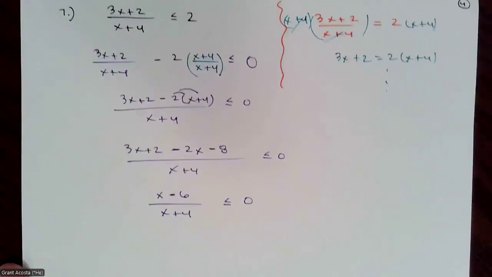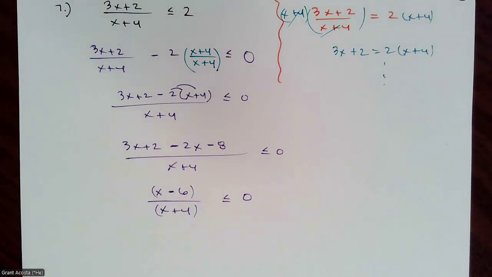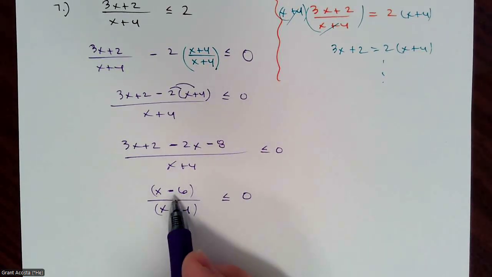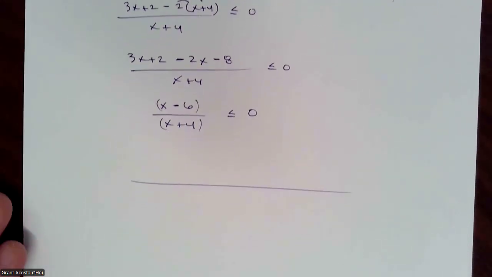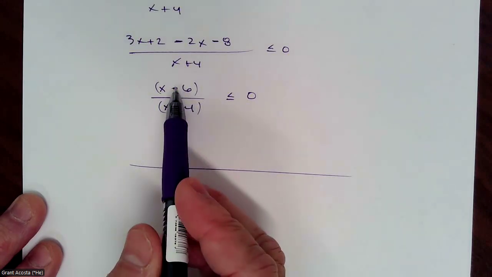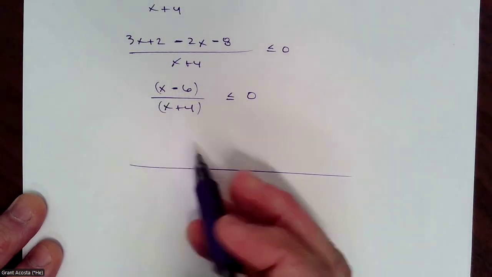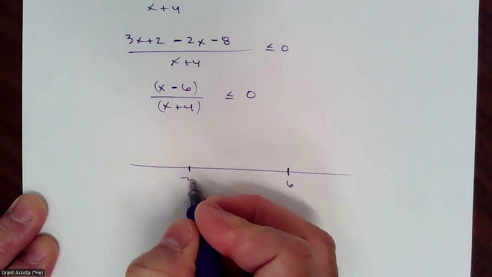And once you get it to, you can think of this like, if you want to look like the last one, a factor over a factor, right? Those are just like if it was a factor times a factor. We're now ready to do the number line, the sign chart. What numbers go on there? What makes the top 0 is 6. What makes the bottom 0 is -4.